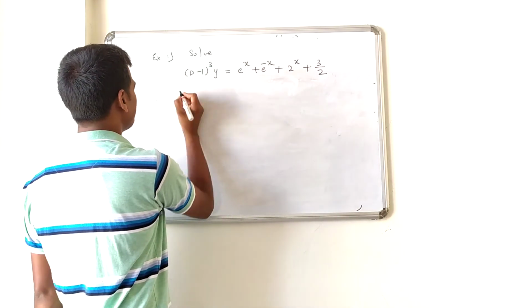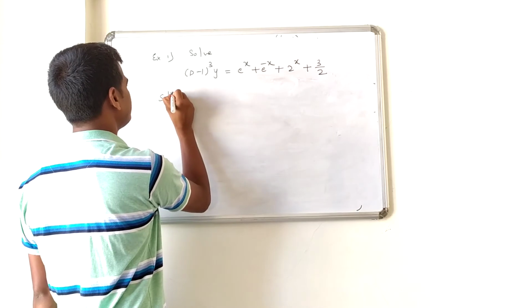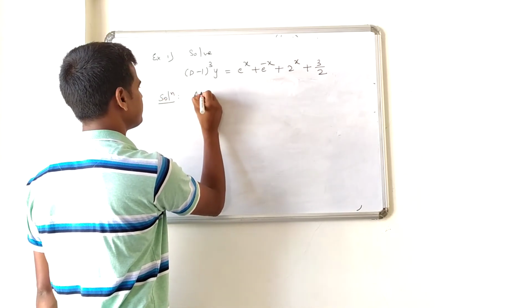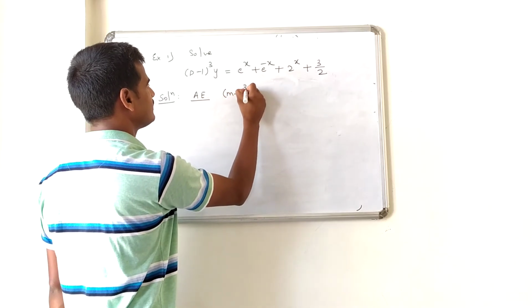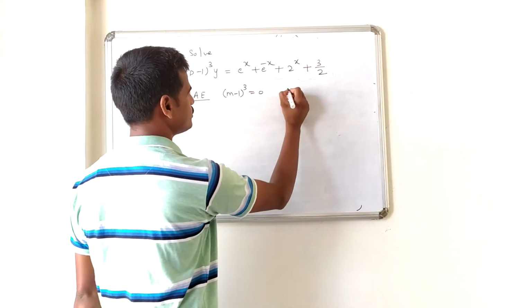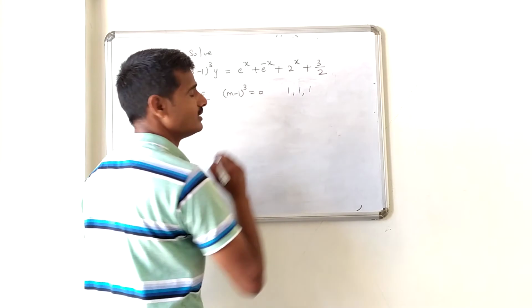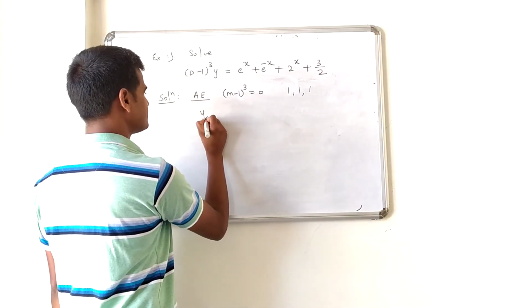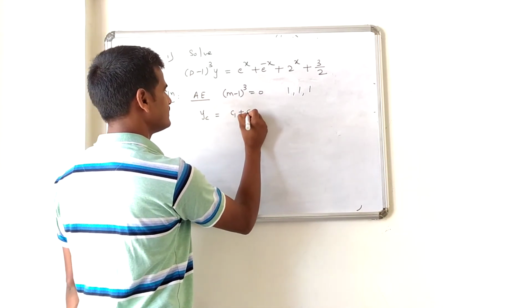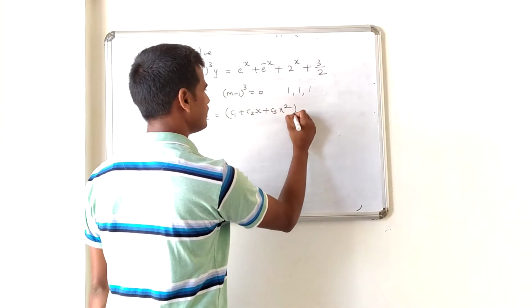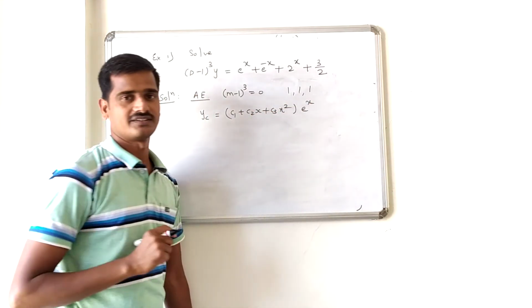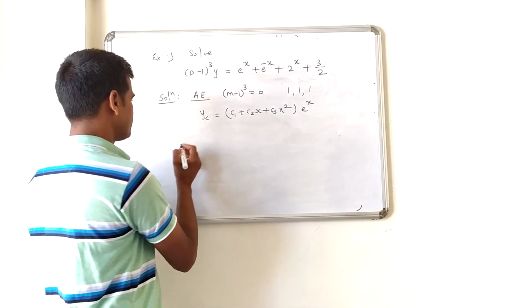So what is the complementary function? Now I will not focus too much on the complementary function. So the auxiliary equation is here, (m minus 1) cube is equal to 0. So roots are 1, 1, 1. Therefore the complementary function is (c1 plus c2 x plus c3 x square) multiplied by e to the power x. Now let us focus on the particular integral.